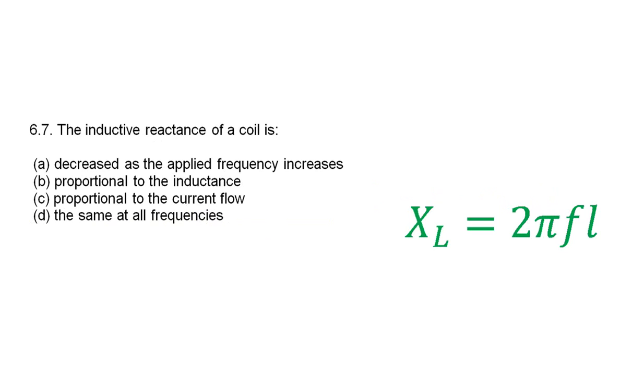Question 6.7, and see how this formula is going to be so handy for you, as well as the formula for capacitive reactance, XC equals 1 over 2 pi FC. The inductive reactance of a coil decreases as the applied frequency increases. That's incorrect, because as F increases, XL increases, proportional to the inductance. If the inductance doubles, XL doubles. If the inductance quadruples, XL quadruples, because it's a direct proportion. If L halves, XL halves. So the answer is that inductive reactance is directly proportional to inductance, and it's also, and I'll type this in, proportional to frequency. That's what the equation tells you.